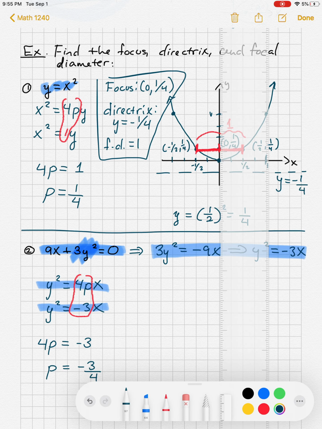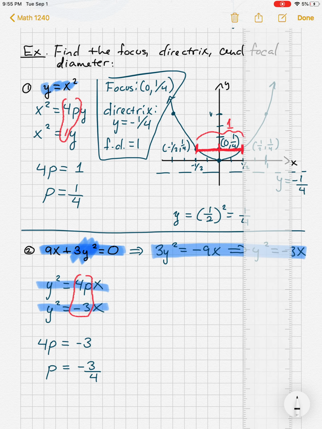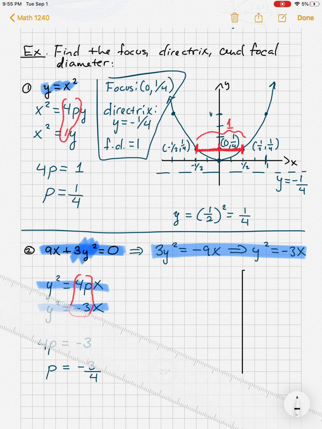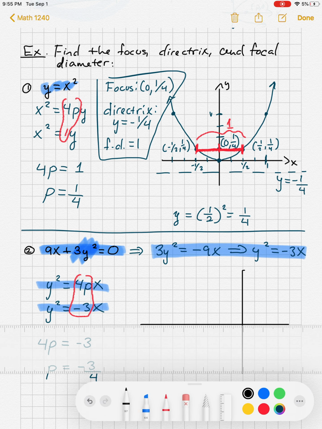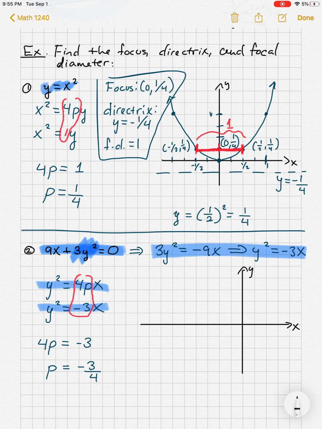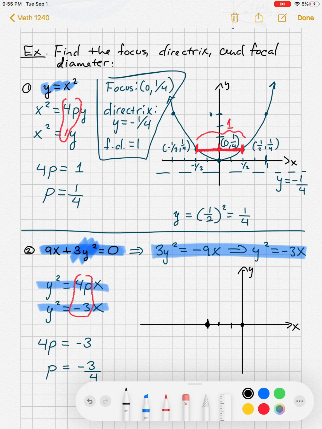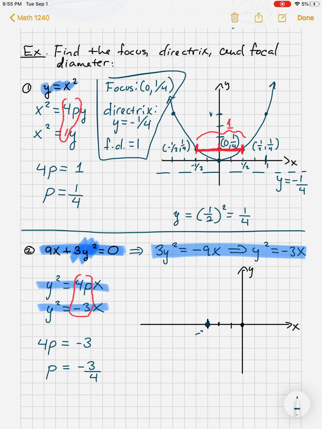So let me see if I can do a sketch. If p is negative, this guy's going to open to the left. The focus is always inside the parabola. Okay, so the focus is at -3/4. So should we do 1/4, 2/4, 3/4? Here's the focus point. We'll use a different color. -3/4, 0.